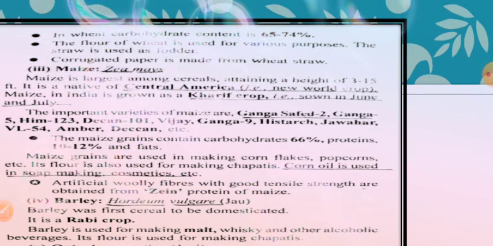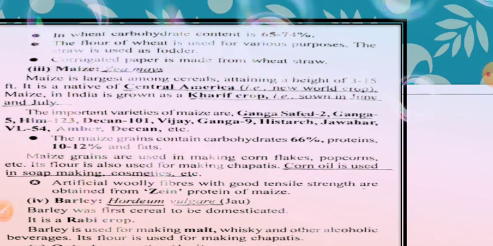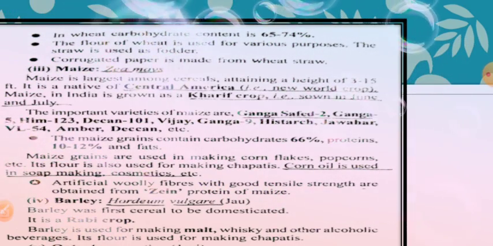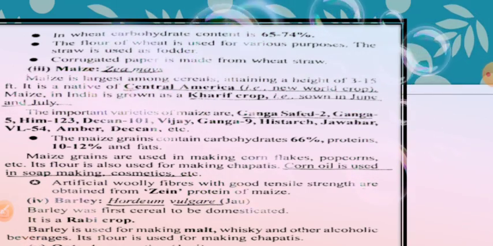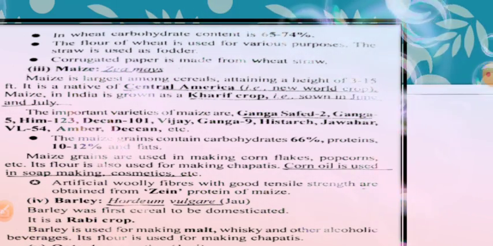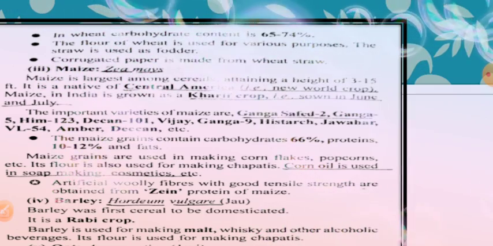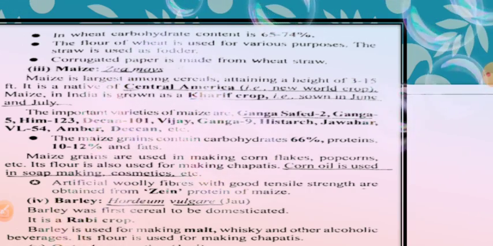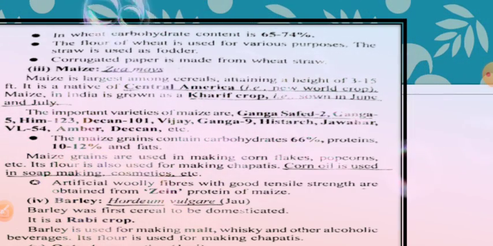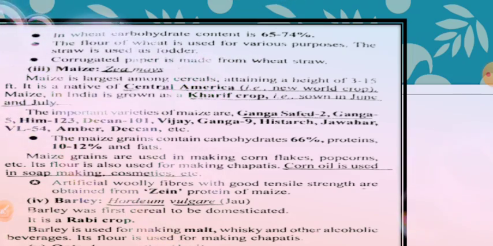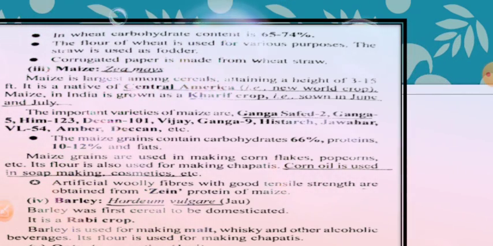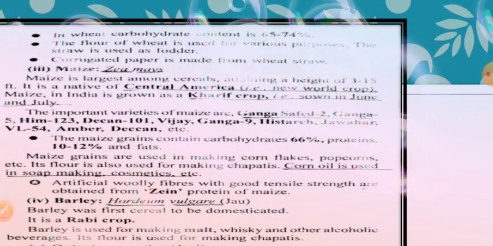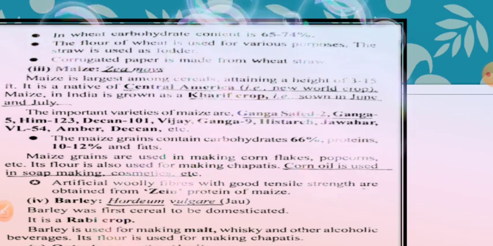Then comes maize, मकाई जिसको बोलते हैं maize, and its common name is maize, and its botanical name is Zea mays. All these cereals are under the Poaceae family or the Gramineae family. Maize is the largest among the cereals, attaining a height of 3 to 15 feet, and it is a native of Central America, that is the New World crop. So rice and wheat are Old World crops, and maize from Central America is a New World crop.